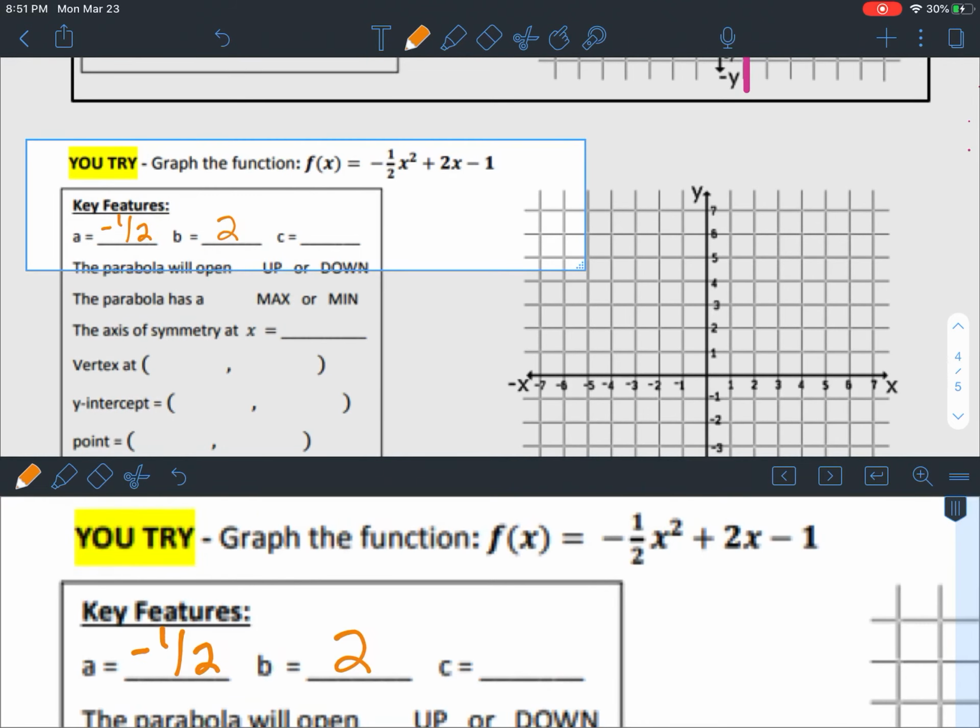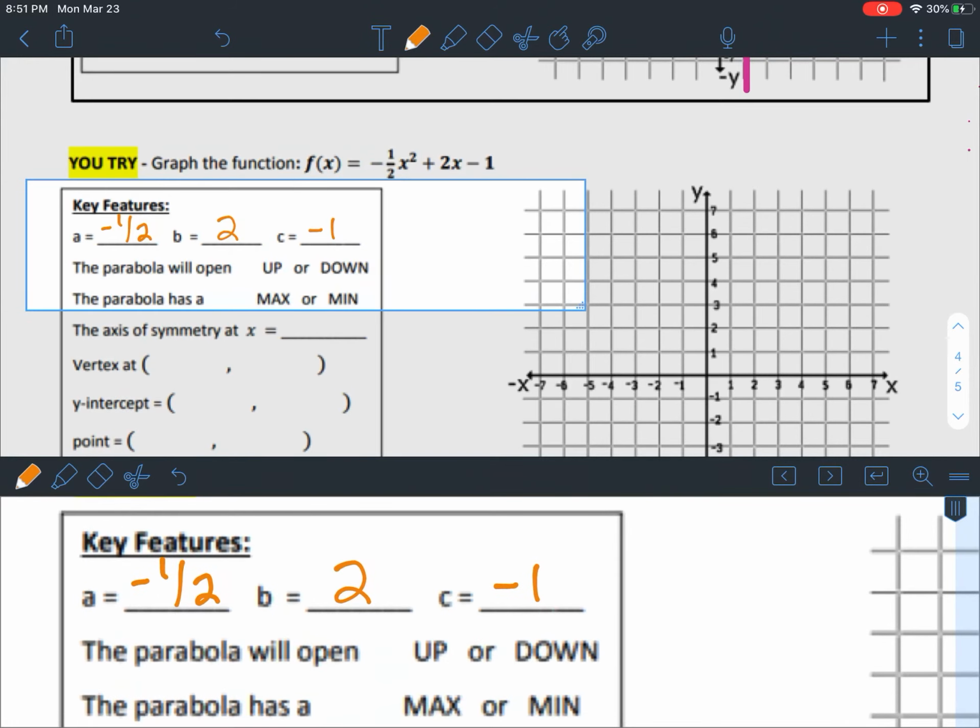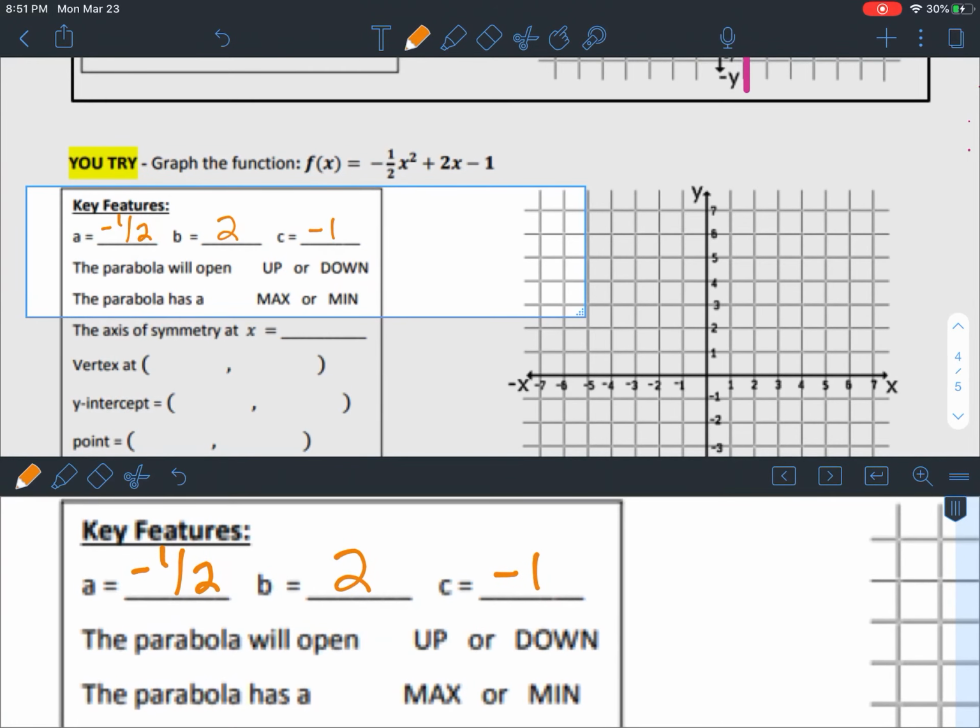So what is my a value? Well, that's -1/2. My b value is 2, and my c value is -1. So I can determine if I'm going to open up or down based on the sign of my a value. So my a value here is negative, which means it's going to point down. So it's going to look like a frowny face.